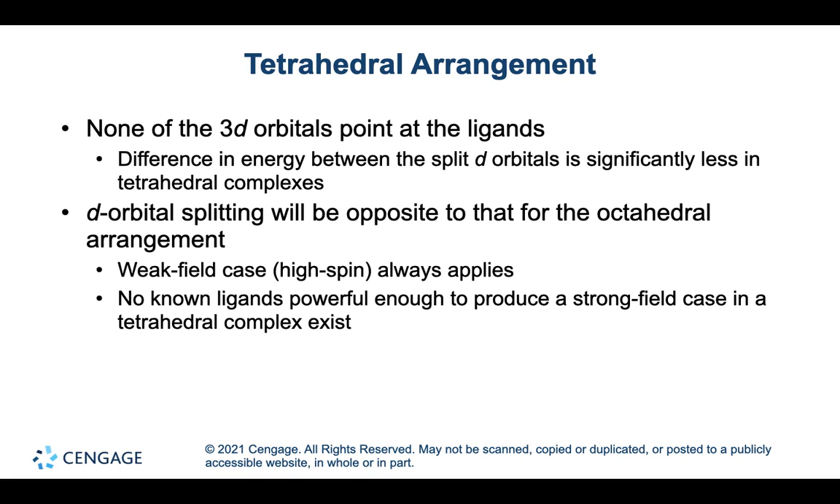In the tetrahedral arrangement, none of your 3d orbitals are really going to line up, and so you're not going to see as much splitting of the different energies in a tetrahedral arrangement. The d orbital splitting is going to be opposite what you see with the octahedral. So you're always going to see the weak field case because you don't have as much splitting of the t2g and the eg.